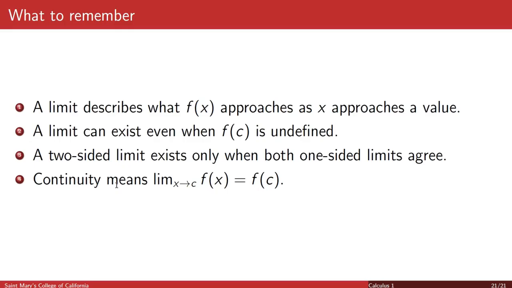Okay, so that's a lot. We've covered a lot today. But let's think about what we need to remember. The limit describes what happens to the function as x approaches a value. And that limit can exist even if the function isn't defined at that point. The two-sided limit exists if and only if both one-sided limits agree, so it approaches the same thing from the left and the right. And our function is continuous if the limit of the function equals the value of the function. Okay, so that was a lot, but I think we've got it all covered. Thank you.